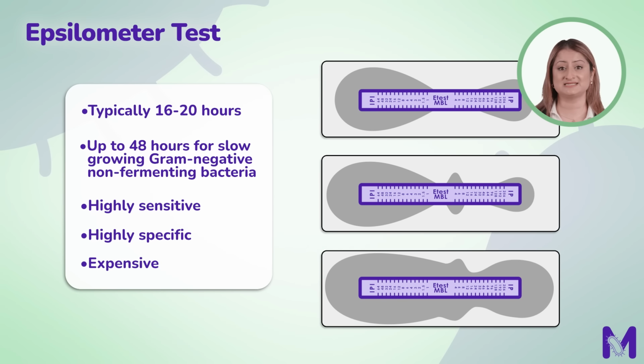This test typically takes around 16 to 20 hours. However, slow-growing gram-negative, non-fermenting bacteria can take up to 48 hours. It is a highly sensitive and specific test, but can be expensive.